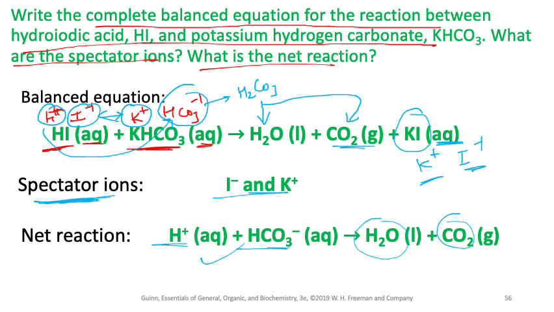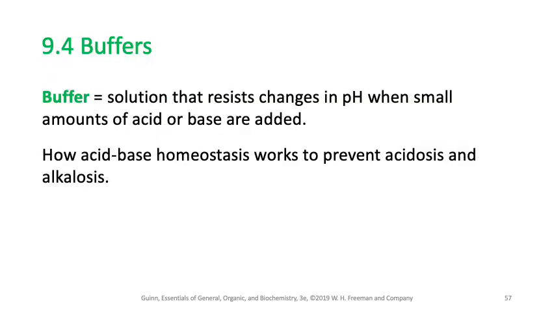Now let's go to the next topic, our last topic for this chapter, which we call buffer. In this topic, we're going to talk about what a buffer is, what the importance of this buffer in our body is, and why we need this buffer. A buffer is a solution that resists changes in pH when a small amount of acid or base is added. For example, our blood.